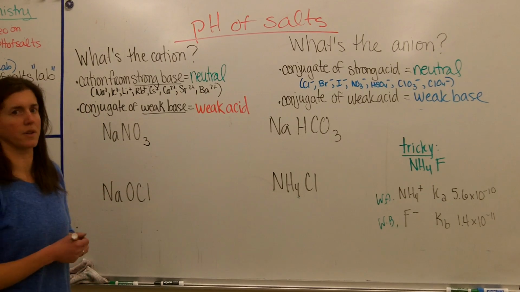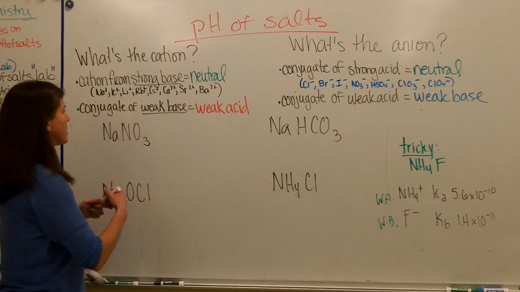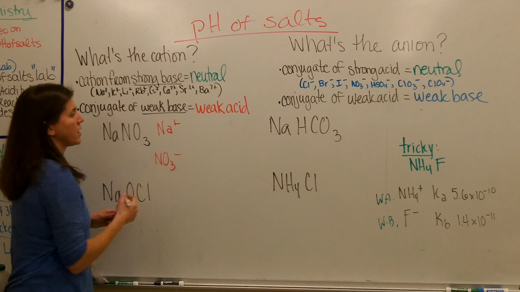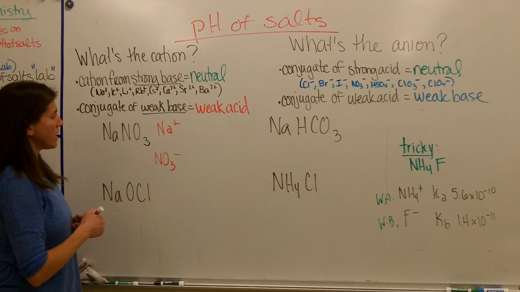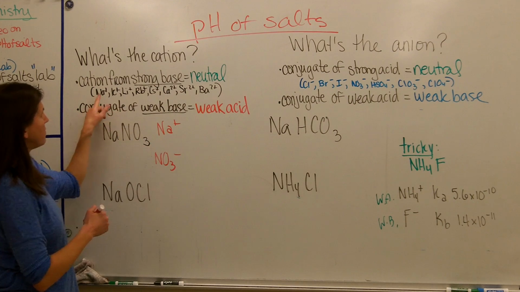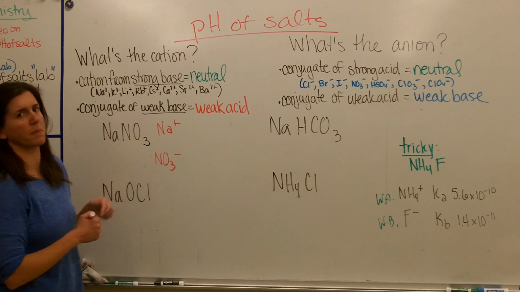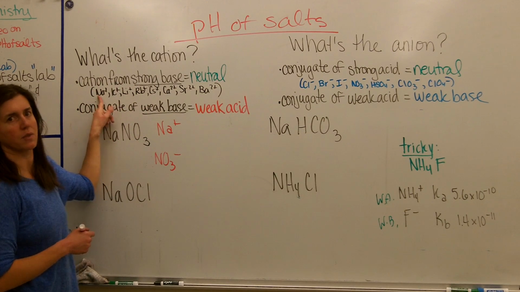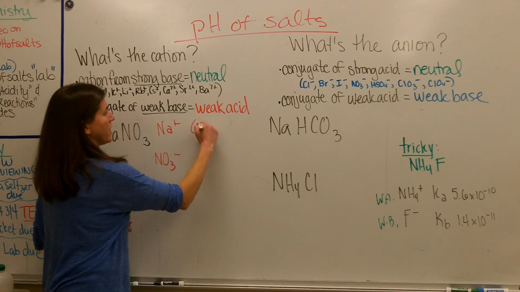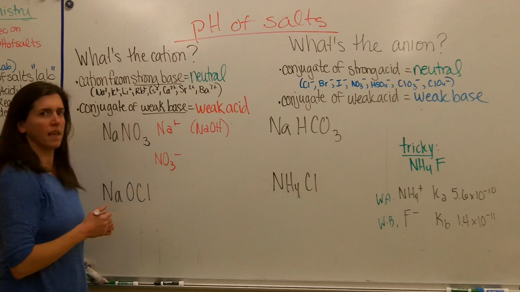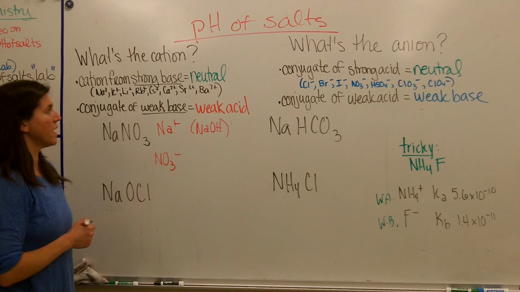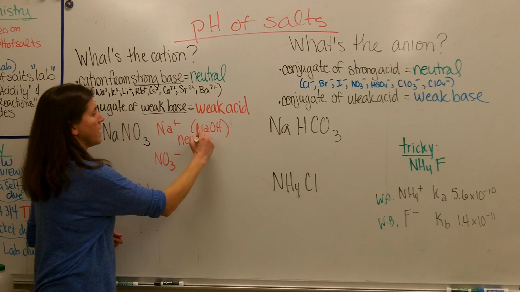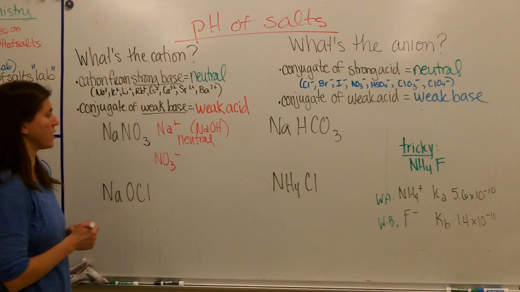So sodium nitrate is our first example. Whenever I look at one of these ionic compounds, I'm going to break it down and say, what are my ions? So I've got the sodium ion, I've got the nitrate ion. For the sodium ion, I'm going to look up here and say, does it come from a strong base or a weak base? I'm going to know my list of strong bases and say, yep, sodium is the cation from a strong base. It comes from, I'll write down here, sodium hydroxide. That is the origin of the sodium in my salt. So the cation from a strong base will be neutral. That means our sodium ion will be neutral. It will not affect the pH.